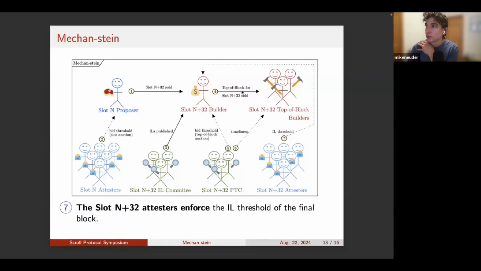Right. So the revenue from the top of the block auction actually goes, well, okay, there are a few designs here. The thresholding could either burn the bids, which is historically what the threshold has been done to do. Or it could just enforce that the bid is a certain size, but the bid payment still goes to the person who conducted the auction. In the former case, this slot n plus 32 builder is conducting the top of block auction, and the revenue from the bids in that auction is just burned. No one gets it. In the latter case, the slot n plus 32 builder conducting the auction gets all the revenue from the top of the block auction.